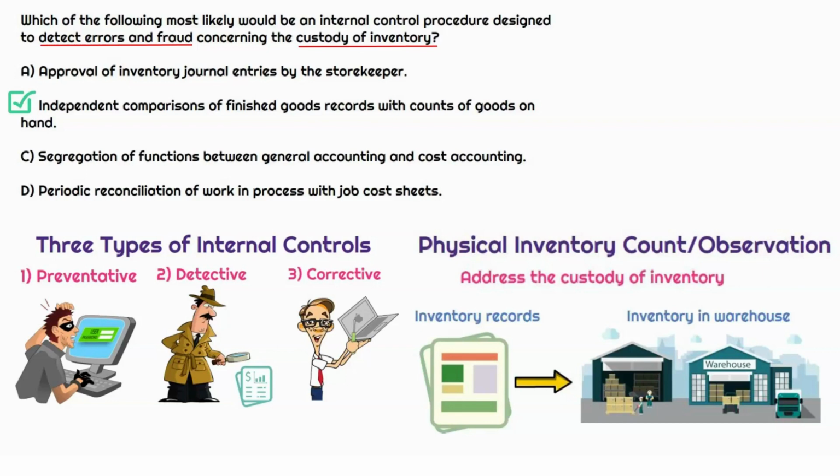So the correct answer here is going to be independent comparisons of finished good records with counts of goods on hand, right? And the counts of goods on hand, that is where we actually go into the warehouse and count. The finished good records, that's the inventory listing that we're comparing to. So obviously, all of the other options, they're incorrect. Now, it's important to understand that they're not necessarily bad inventory controls. They should be implemented. They just relate more to the financial statement presentation of inventory and not necessarily the custody of inventory.